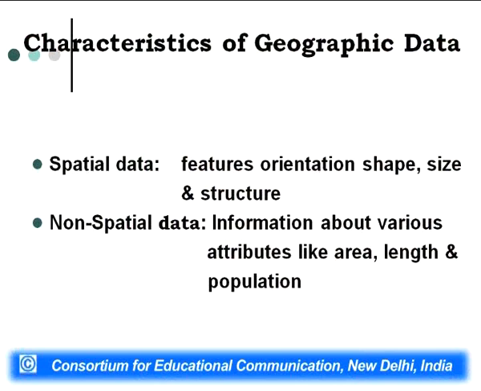Now, characteristics of the geographic data. There is spatial data and there is non-spatial data. As you have seen in the previous slide, the spatial data are basically geographic primitives which have a particular orientation, shape, size and structure. Whereas non-spatial data is, as I said, when you label the name of a post office, information about various attributes: how much area, length and population. How many people are visiting a particular post office at a particular time, and what the structure looks like. That all goes into the non-spatial data.